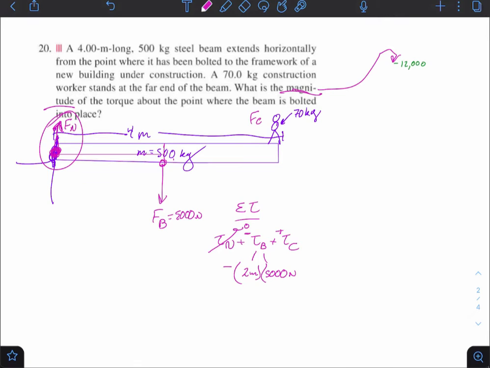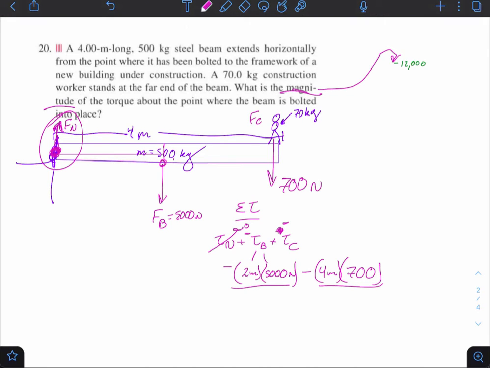And the construction worker, he's also trying to rotate it clockwise. So they're both going to be negative. The radial arm of the construction worker is 4 meters because he's at the end of the board. His weight is going to be 700 newtons, or rather he's going to push the board down with 700 newtons of force. So we're at negative 10,000 minus 2,800.